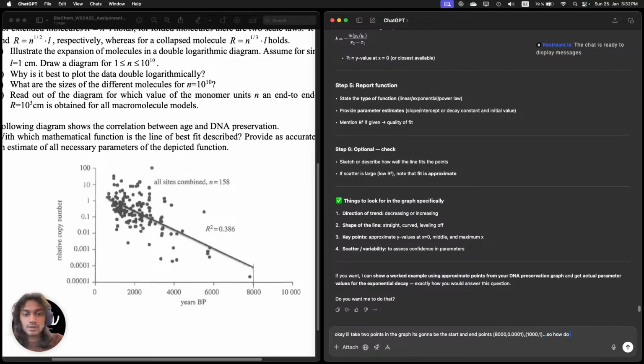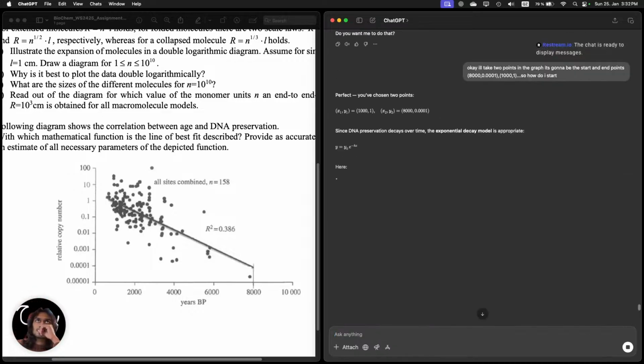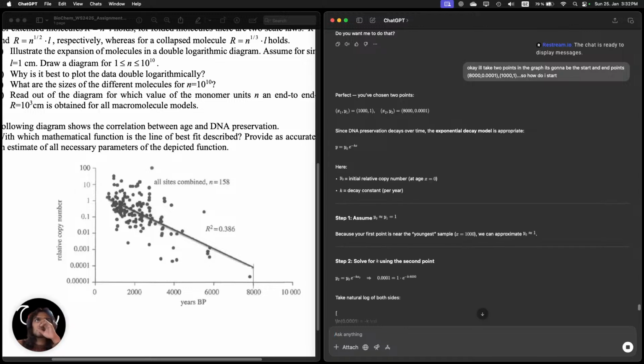So how do I start? So we're assuming that it's an exponential decay. Ooh, exponential. It kind of satisfies the rules for exponential. You need to start from a unit or a value. It should not be zero.